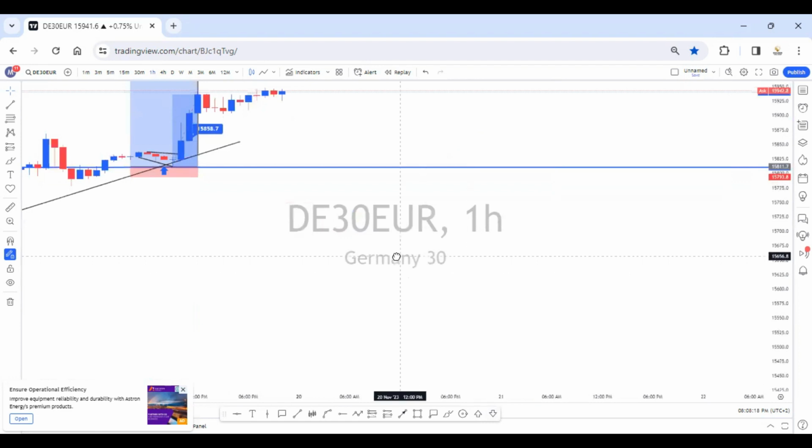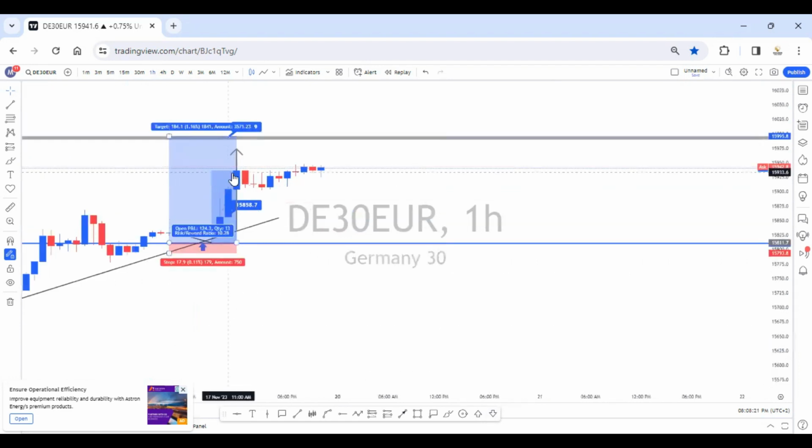Within the H1, as we can see, the market managed to move sideways. The market was ranging. It was a fight between buyers and sellers. Buyers said, I will control this market. Sellers said, no, I'm the one. They are fighting for control.